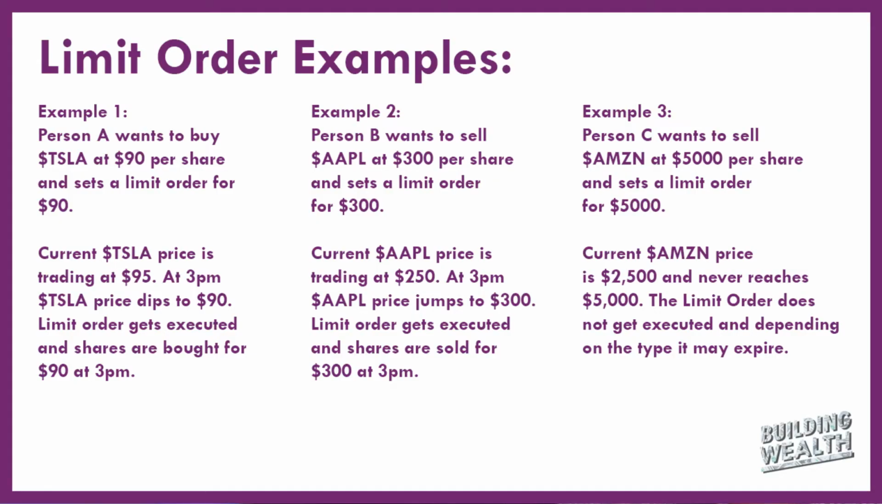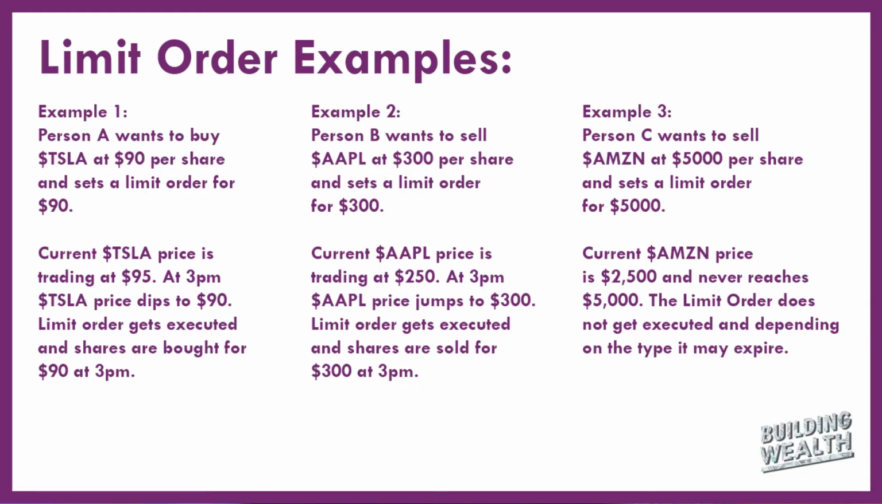Example 2. Person B wants to sell Apple at $300 per share and sets a limit order for $300. The current Apple price is trading at $250. At 3 p.m., Apple's price jumps to $300. The limit order gets executed and shares are sold for $300 at 3 p.m. Again, this is a great example of when you can use limit orders to help boost your profits. If you're looking to sell a stock but not at the current price, then the limit order is one that you might want to look into.